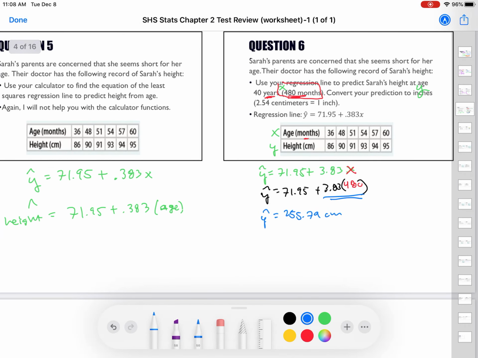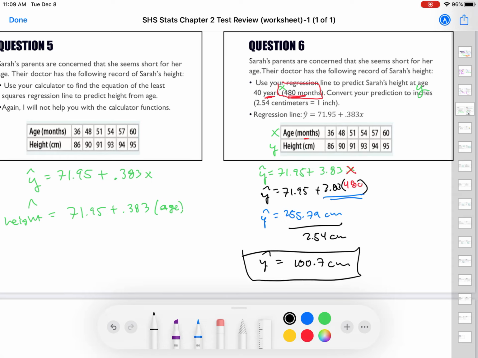It wanted it in inches. I'm just going to divide this number by 2.54. And this will give me inches. My predicted in inches is going to be 100.7 inches. Scrolling to question number 7.